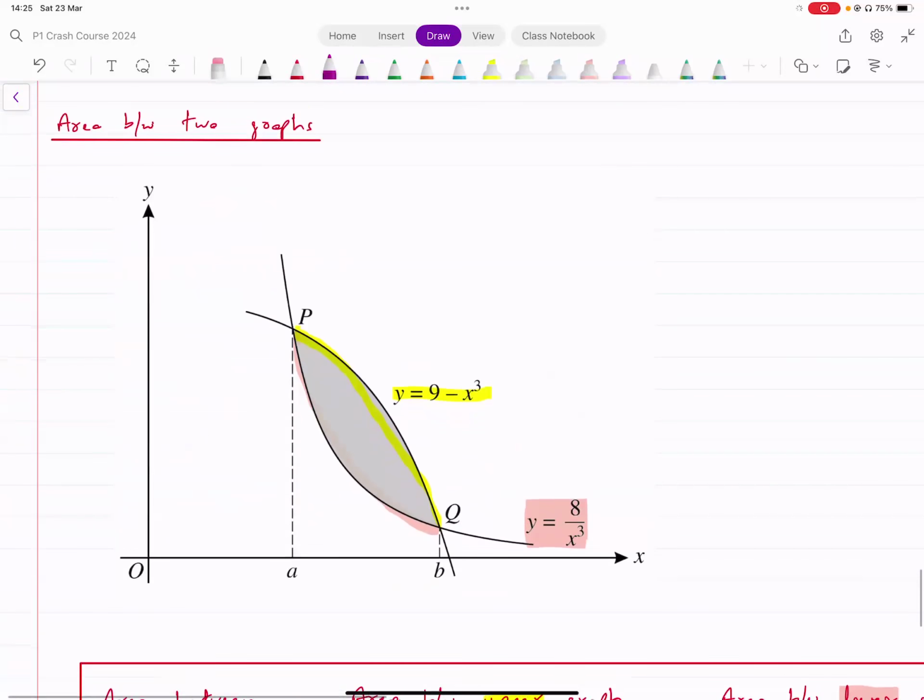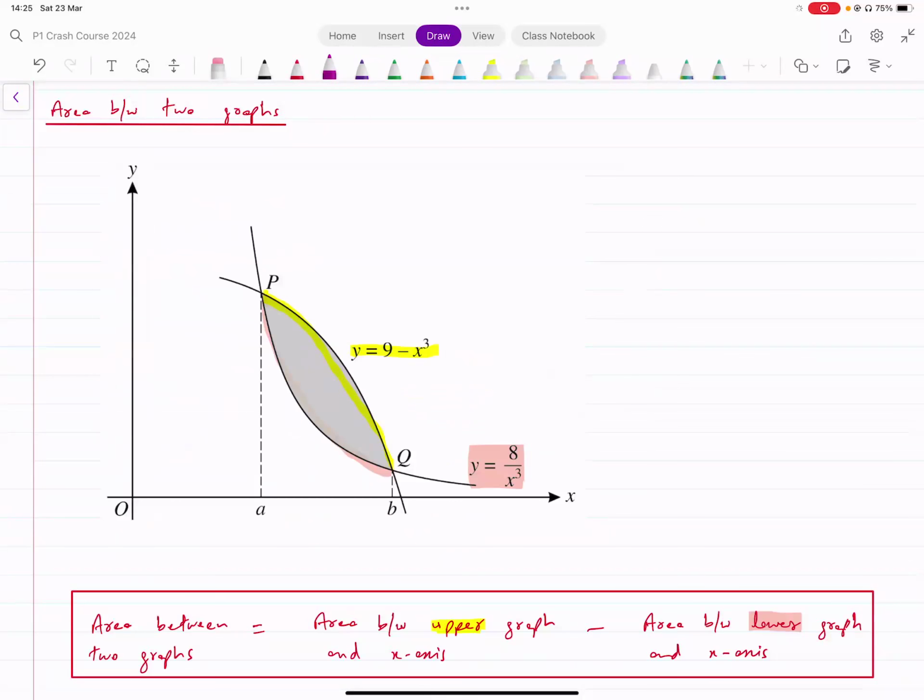And if you have to find area between two graphs, we discussed this. In order to find area between two graphs, you have to find area between the upper graph and x-axis, and subtract from that the area between the lower graph and x-axis. So essentially, it's the area under the upper graph minus the area under the lower graph. This is all that we discussed in our last session.